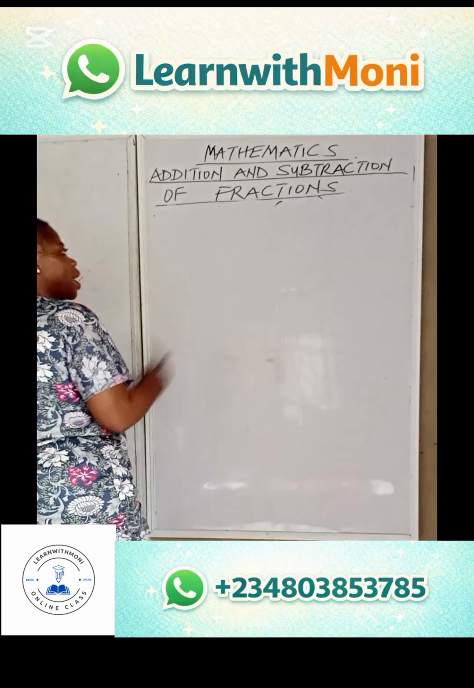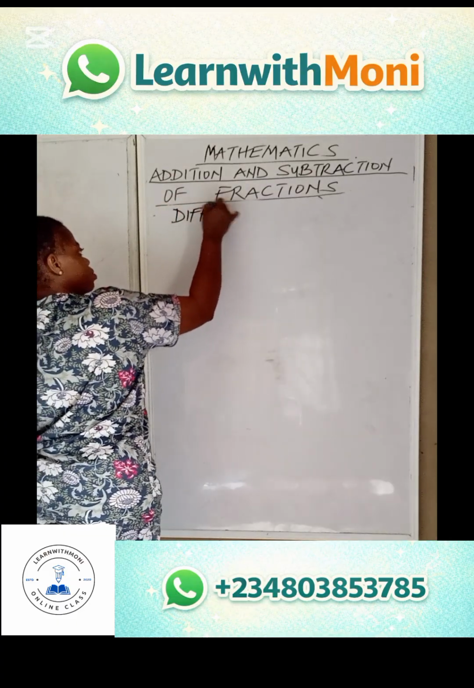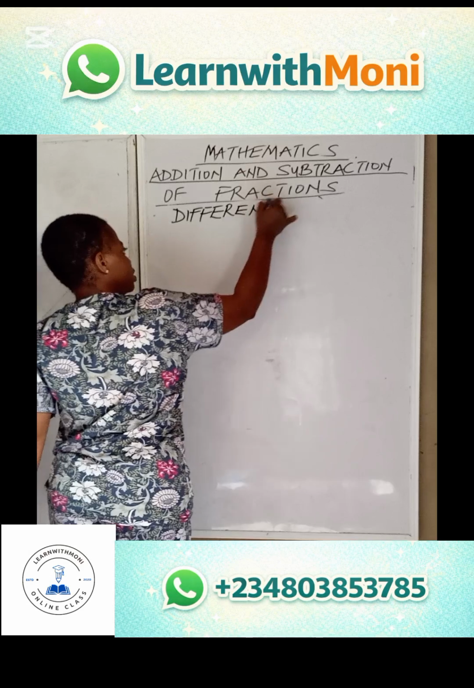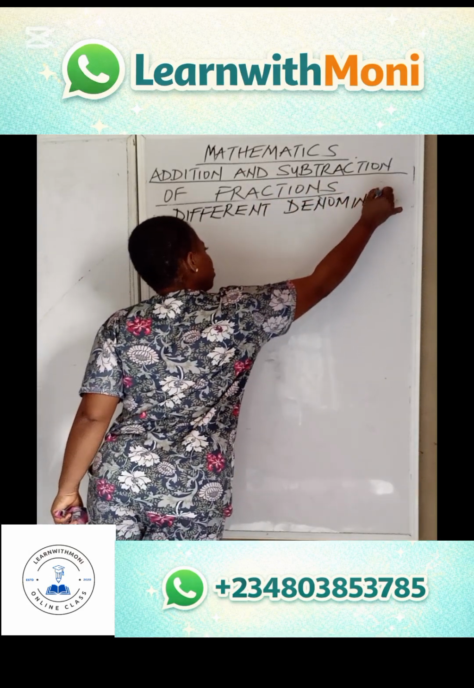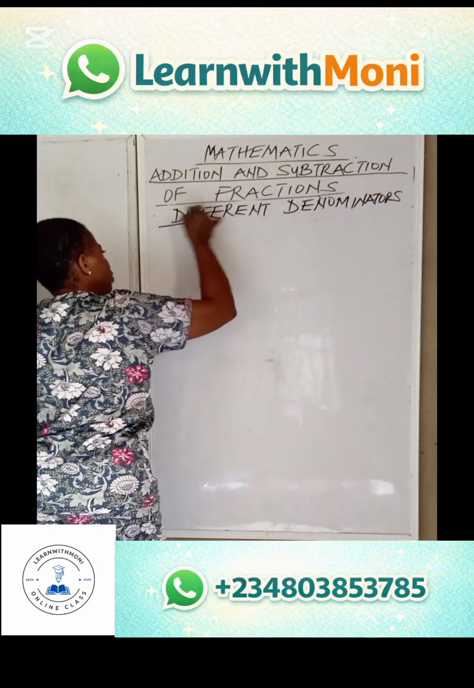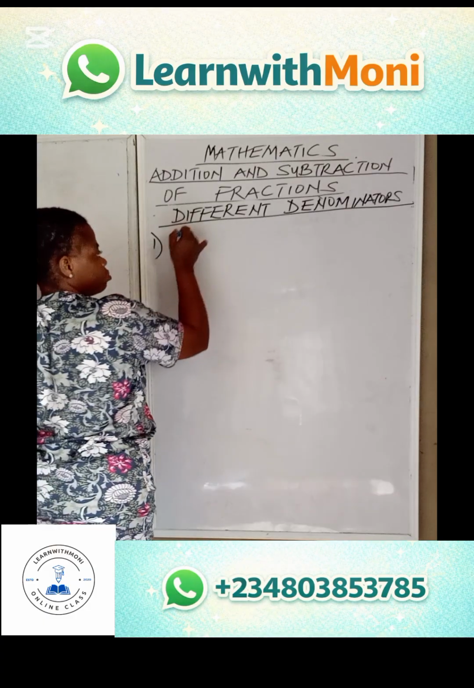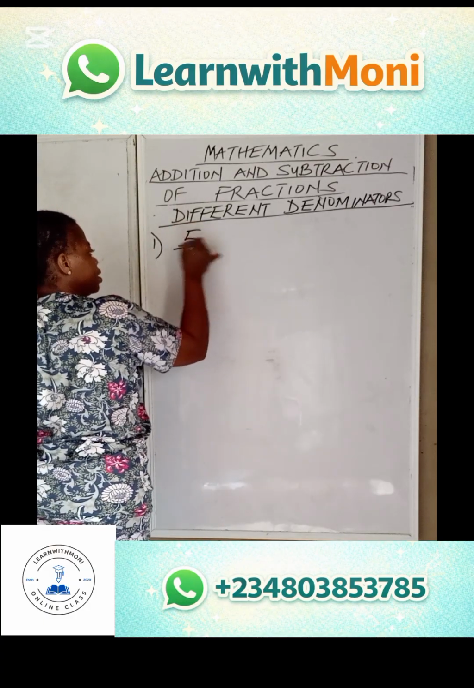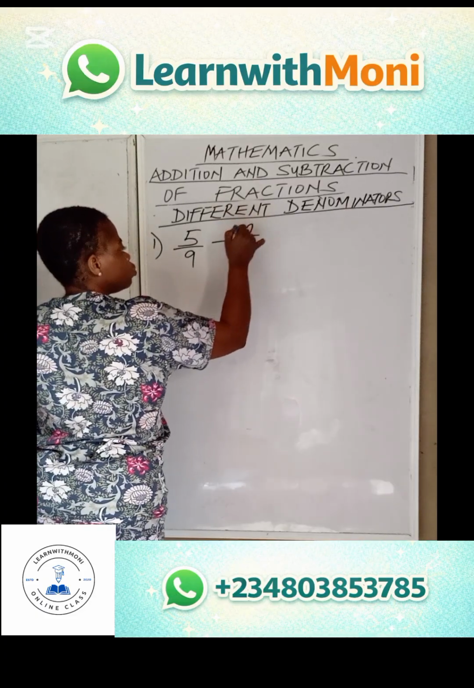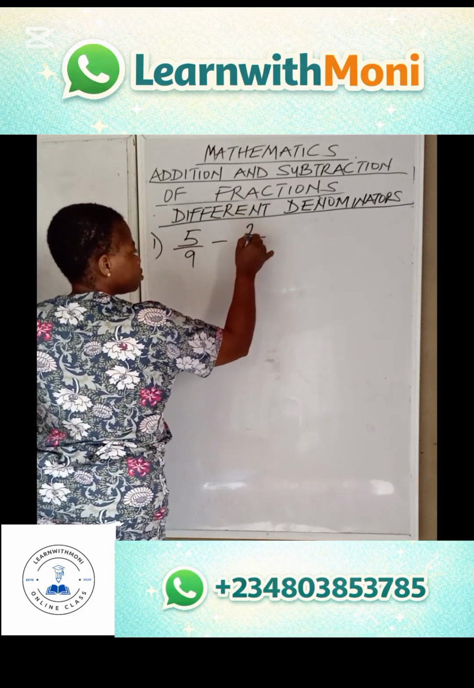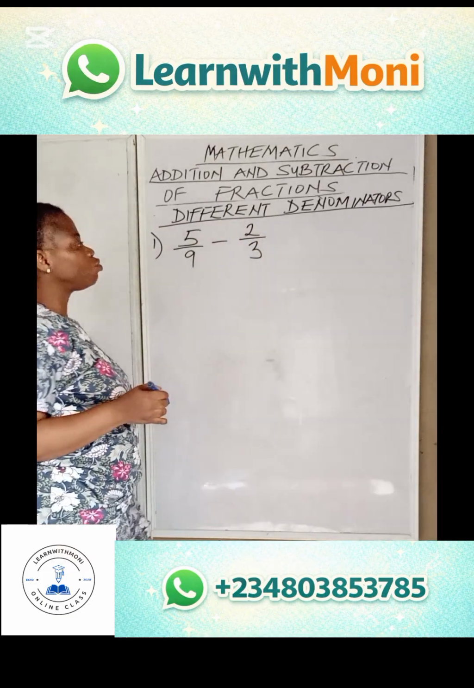Let's go with unlike denominators, different denominators. We want to see subtraction with different denominators. And I'm going to be using the 3 methods I use for addition. Okay, let's see this example where I have 5 over 9 minus 2 over 3.